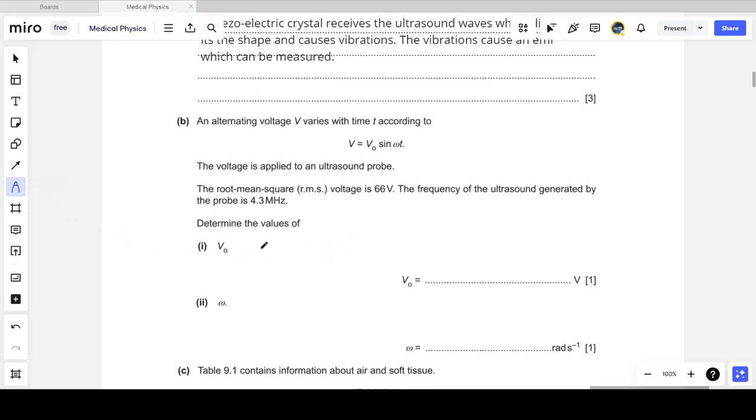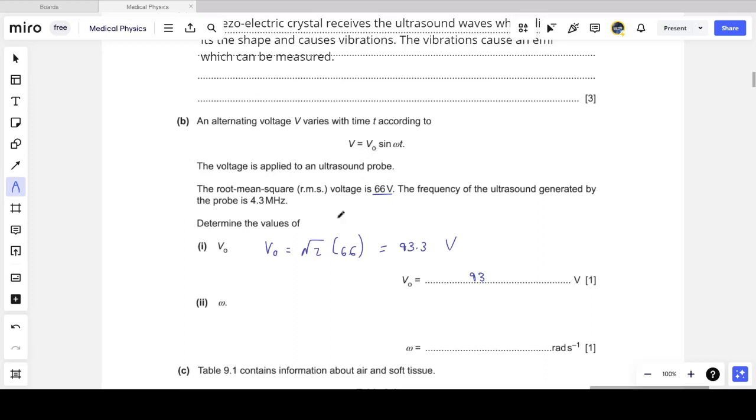So V naught, we know, is the peak voltage. Now this is an AC voltage, or an alternating voltage. It's root 2 times the RMS voltage, root 2 times 66 volts. We are told that the RMS voltage is 66 volts. And so what we get is 93.3, or to two significant figures, 93 volts. So that's the voltage that will provide this ultrasound generation, 93 volts.